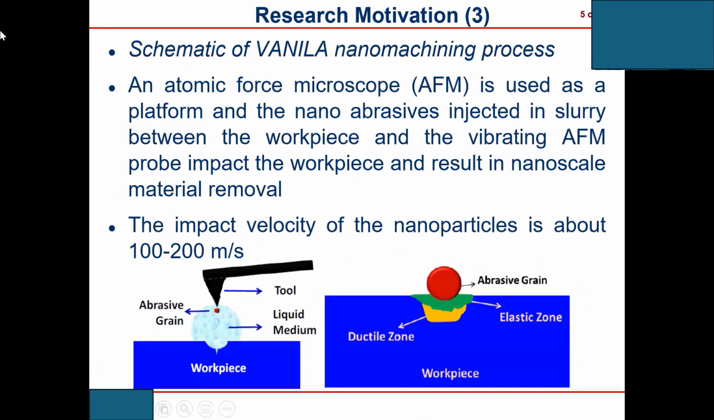So this is a schematic of the VANILA nanomachining process. Here is an atomic force microscope. The AFM tip is used as a platform, with nanoabrasives in the slurry. The slurry is injected between the workpiece and the tool.